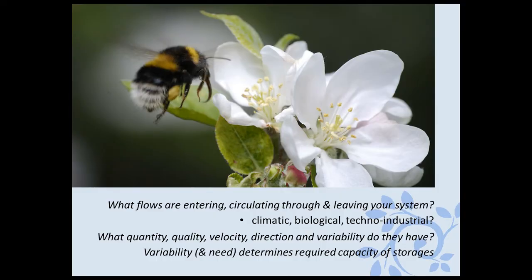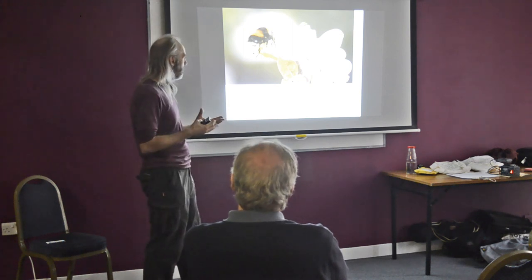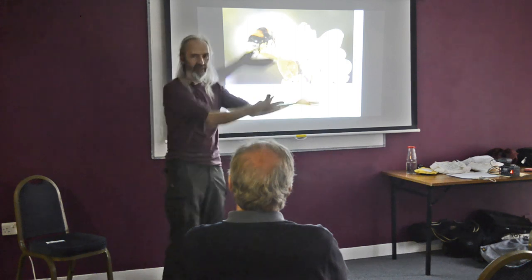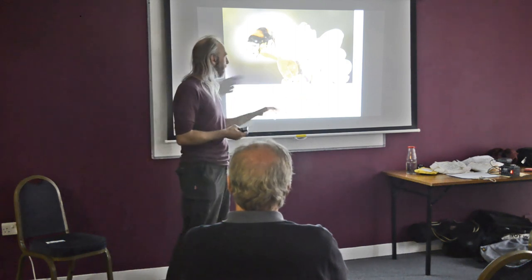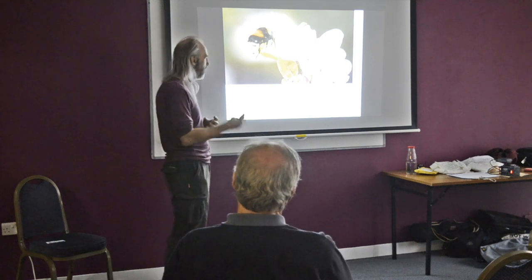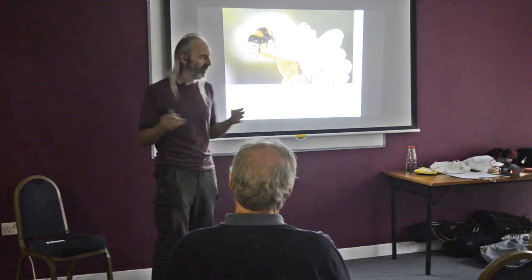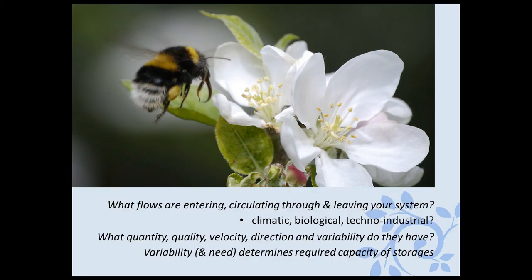So some of the questions we might ask, and I'll whiz through this, so you don't need to write these down because I will be sharing this: what kind of flows are entering your system? How are they circulating around? Maybe you might be thinking about, could they circulate better? And what flows are leaving? We're thinking about climatic flows like wind and rain and sun, but also biological flows, so animals and insects. Pollinators flow through the landscape and we might want to direct them. Techno-industrial is the stuff that we make, plastics and oil and all of those kind of things that we make or process in order to change it from its natural form. And then what quantity, quality, velocity, direction and variability, that's all the properties, of course, that these things have. And variability and our need determines how much storage we need. So basically, how often do we run out is the question.